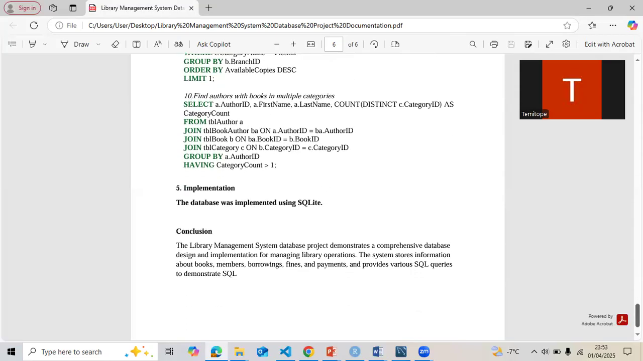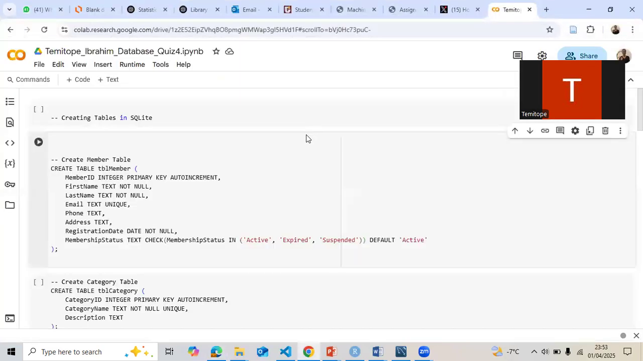So moving forward, the database was implemented using SQLite. So, creating our tables with SQLite, I'm going to change my slide now. I will move, then I'll come back to do the conclusion. We were asked to create a Google Colab. So, creating tables in SQLite.